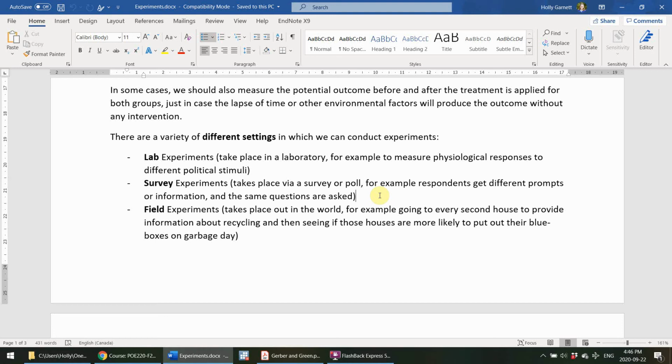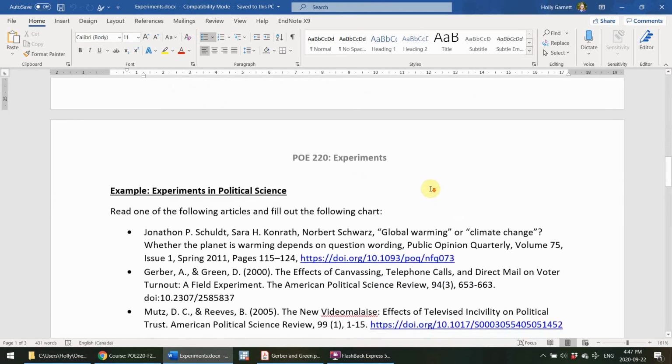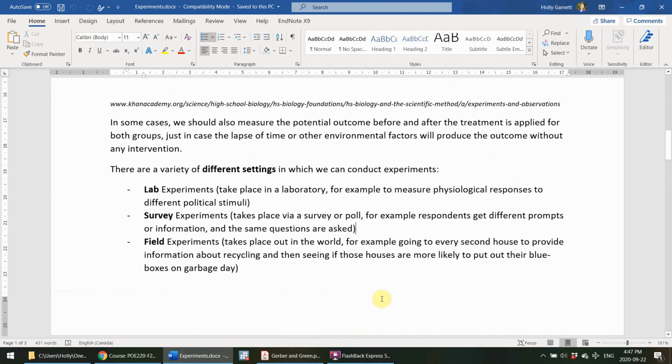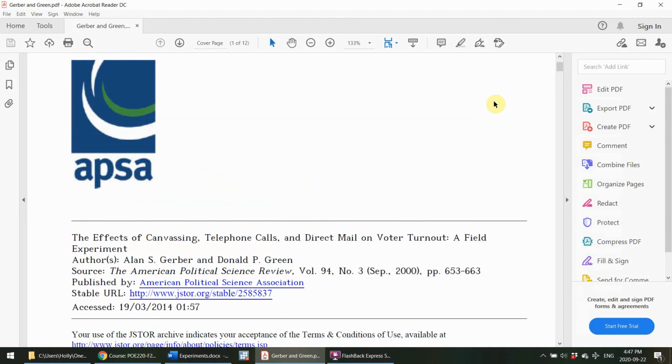Now, of course, the problem with that that's tricky is that there could be existing differences between the two areas. So we'd have to measure for that in advance. But you can definitely do field experiments. And that's where it gets to one of the most popular field experiments in political science.